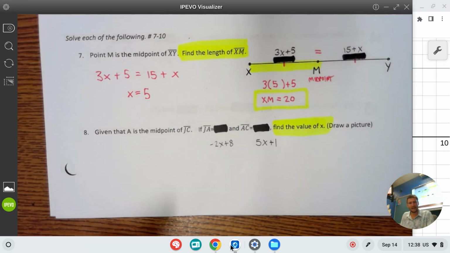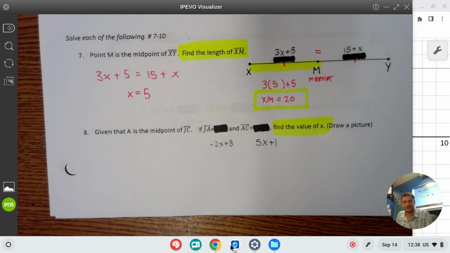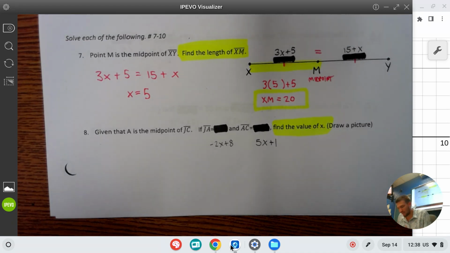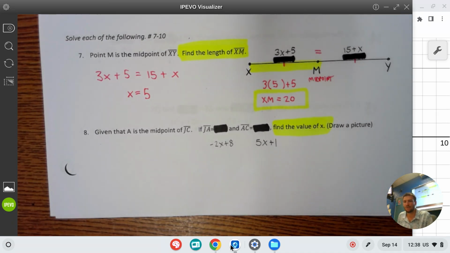All right, number 8, I'll give you a little bit of a head start on me. Maybe just 20 seconds or so. Are you able to write down the simple equation that's going to help you out, and then type it in, and then get all the way to the answer? Just a little bit of extra time ahead of me.